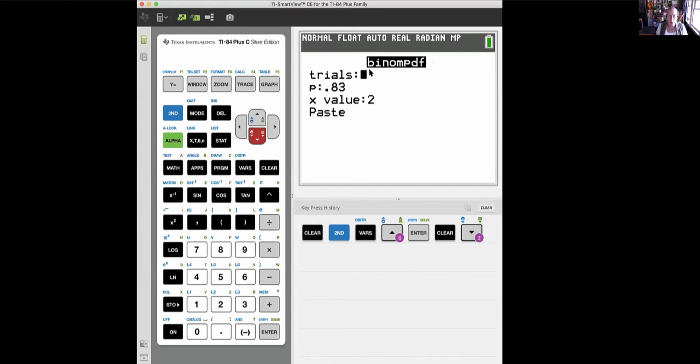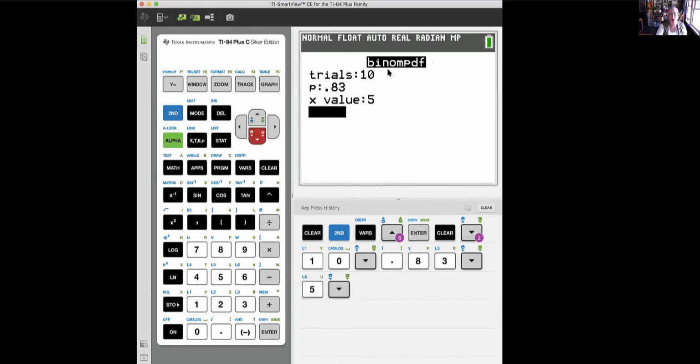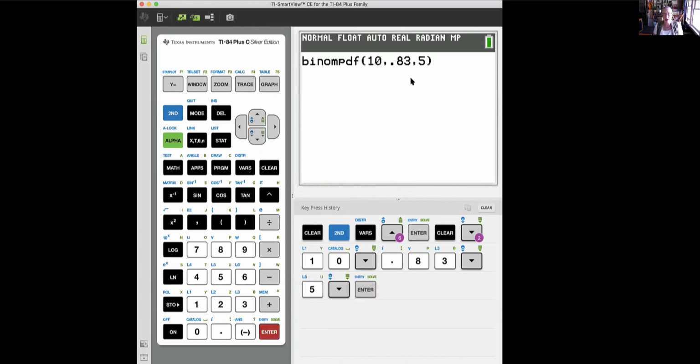Number of trials, comma, and you've got to press the comma button, that's the button right above the 7. We have 10 trials, probability of success 0.83, and X value is how many successes we're interested in. So for us, that's a 5, and then arrow down and press enter for paste. Those of us with older calculators, we have to input this part manually. So you'll put a 10, comma, 0.83, comma, 5, close parentheses, and press enter. The probability of having half our flights on time is 0.014.